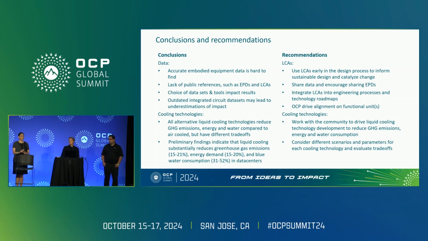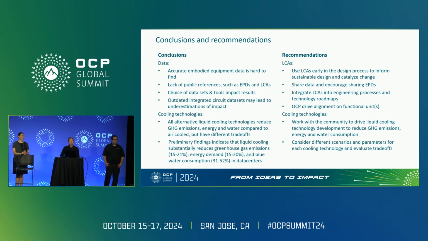Now I'd like to go over some of the main conclusions and recommendations of the study. So conclusions with regards to data. Information on embodied impacts of data center equipment is hard to find. Specifically, there aren't enough public environmental product declarations or EPDs and life cycle assessments. Also, what data sets and tools that you use impact the results. So it's really important to get the highest quality, reputable data sets that you can.